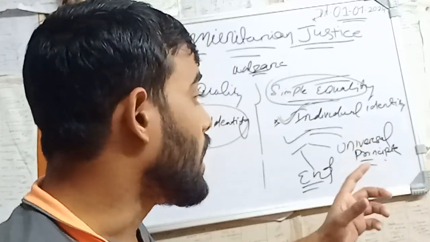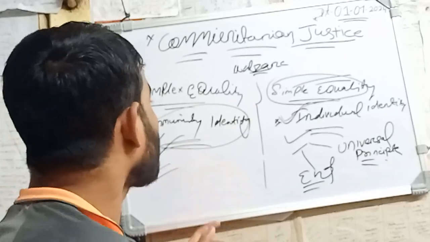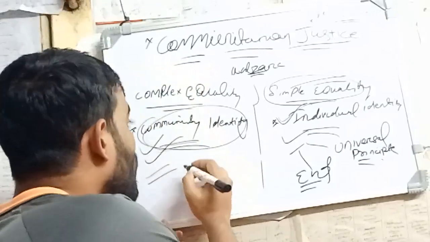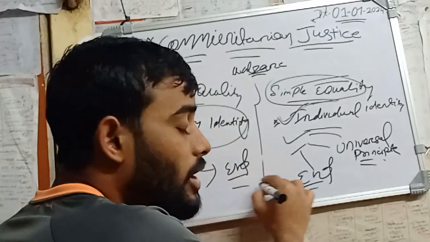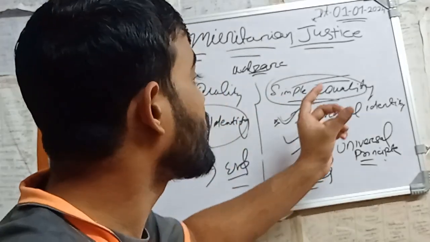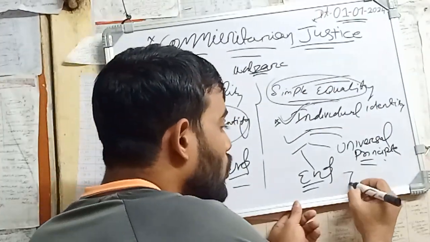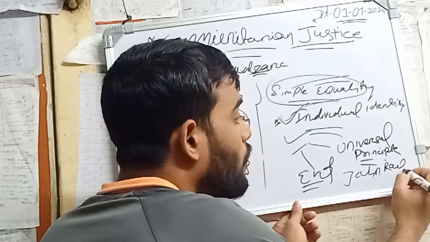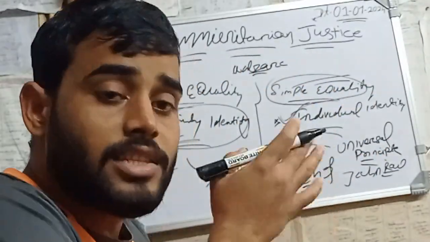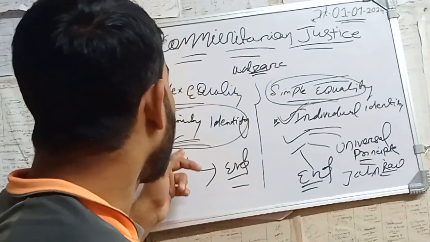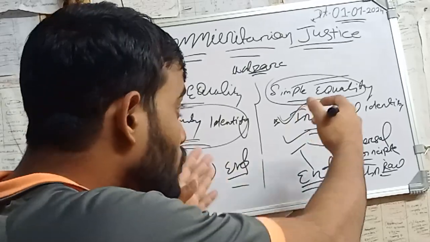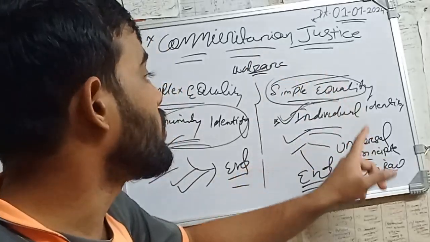In complex equality, the individual is not the end; it is the community's end, and the community will determine what rights and liberty people get. This is the difference between complex equality and simple equality. Simple equality is like John Rawls's liberty principle and difference principle, universal principles applicable to all. On the other hand, complex equality, or the communitarian theory of justice, talks about community interest or group interest.